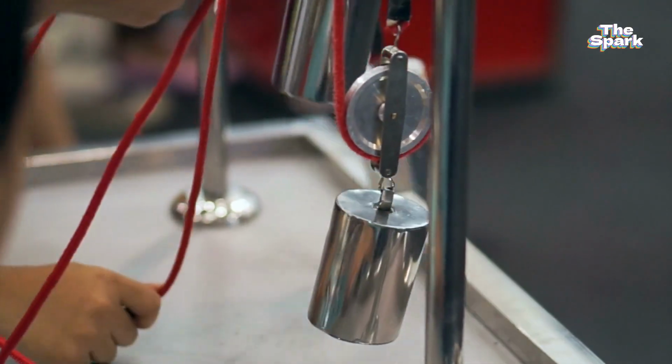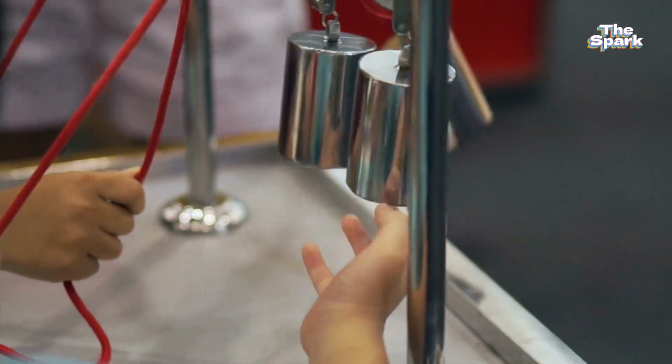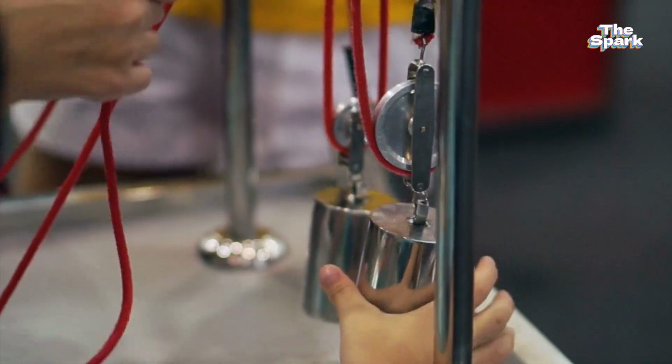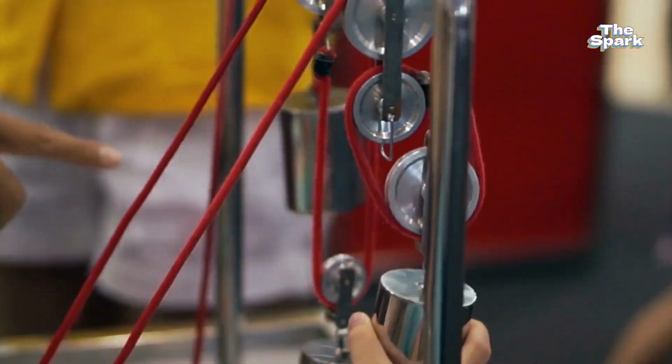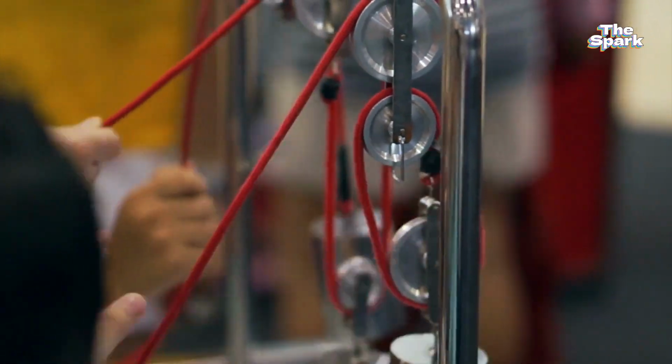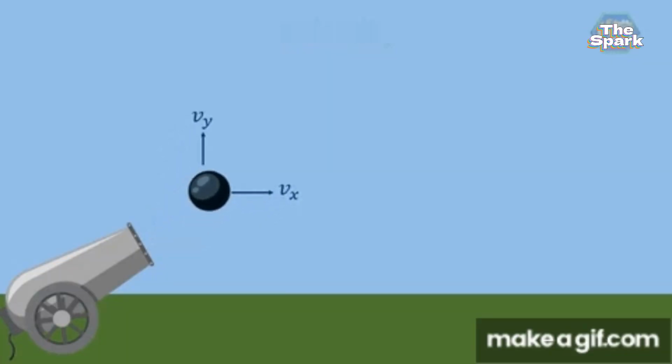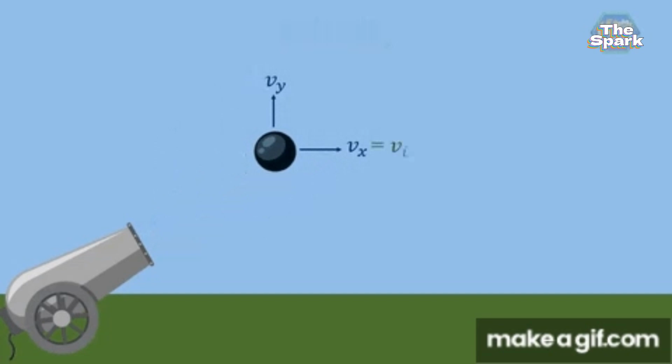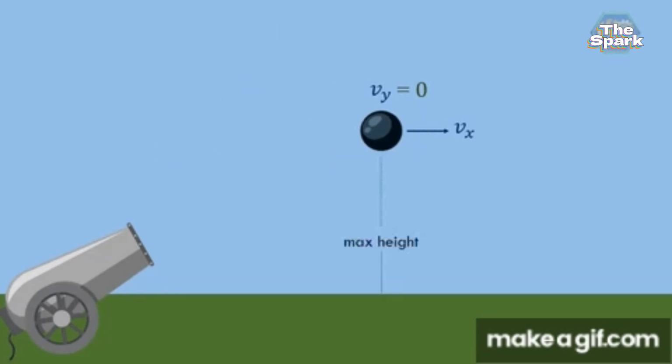The horizontal speed stays mostly constant, while the vertical speed changes due to gravity. It slows the object as it rises, stops it momentarily at the peak, then accelerates it back down. Even though gravity pulls objects straight down, the forward momentum carries them outward, creating the smooth curved path we see.